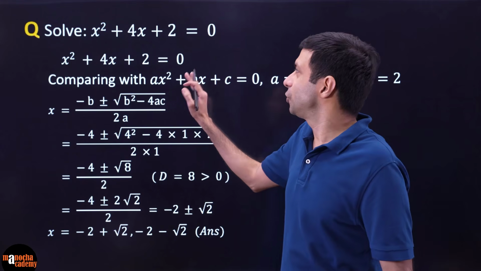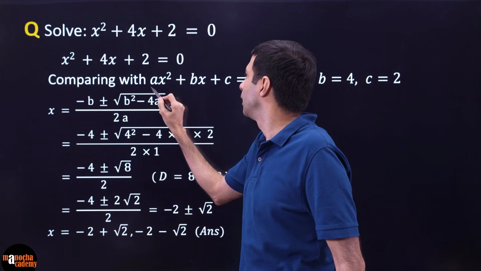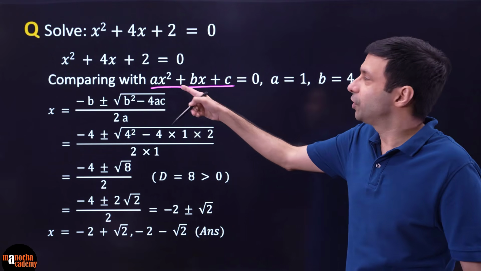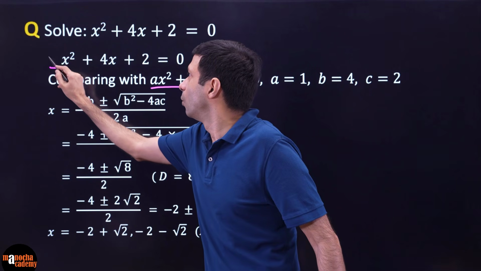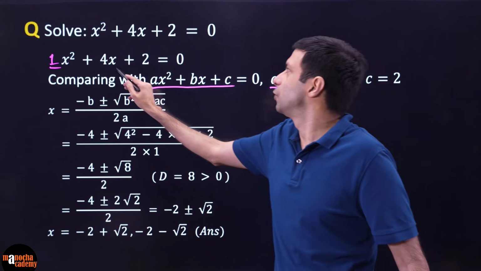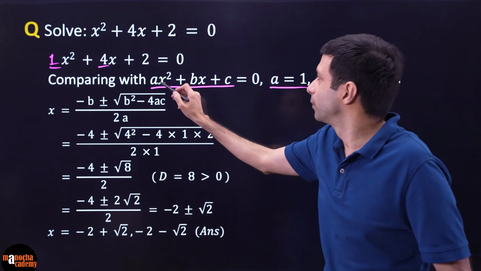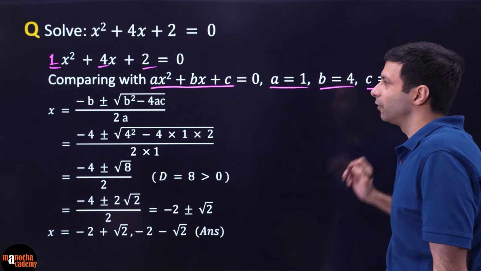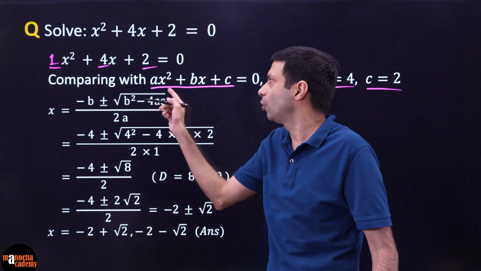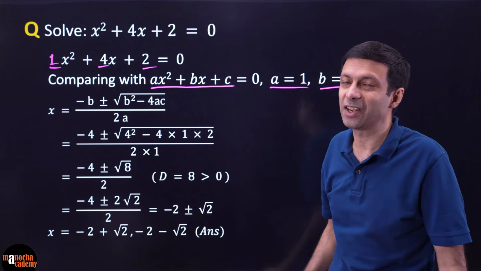So remember, when you're applying the Sridhar-Acharya formula, you're comparing this quadratic equation with the standard form, ax square plus bx plus c equal to 0. So what are your coefficients? a, you can see, is basically going to be 1 over here. a is the coefficient of x square, so a is 1. b is plus 4, the sign is very important, and c is 2. So we have noted down these values. Now you just have to plug it into your formula, which is minus b plus minus square root of b square minus 4ac divided by 2a, the famous quadratic formula or the Sridhar-Acharya formula.